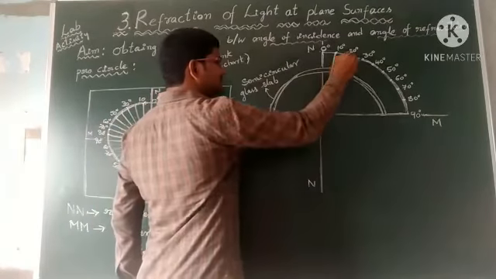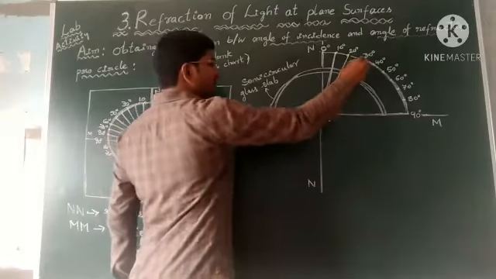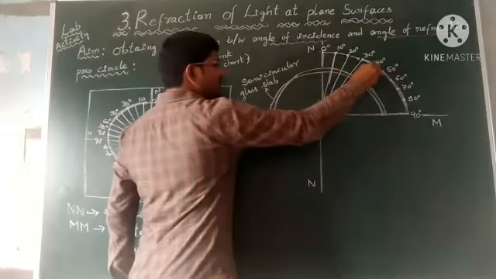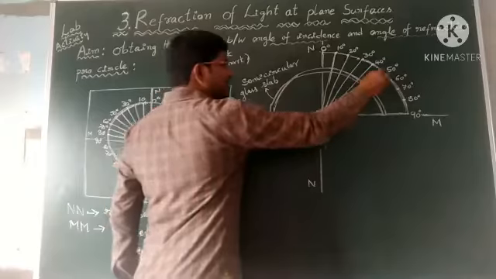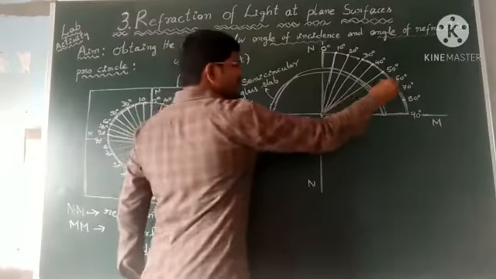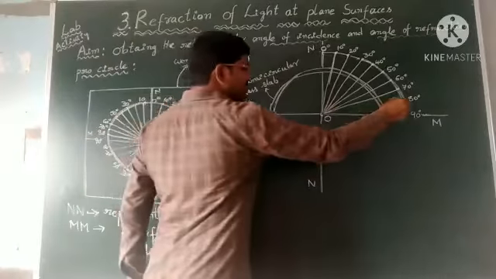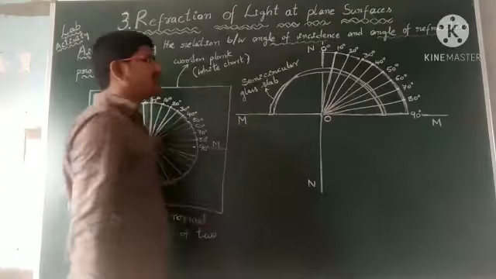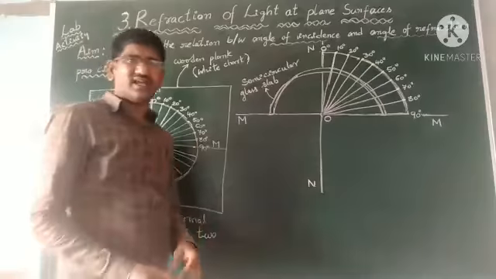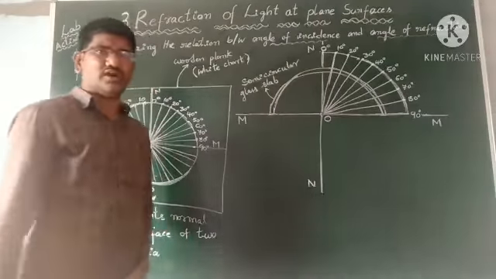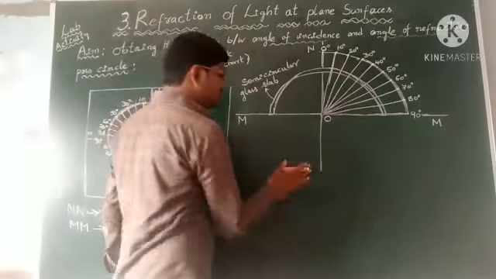So this is 10, 20, 30, 40, 50, 60, 70, 80. Like angles we have drawn. Okay.